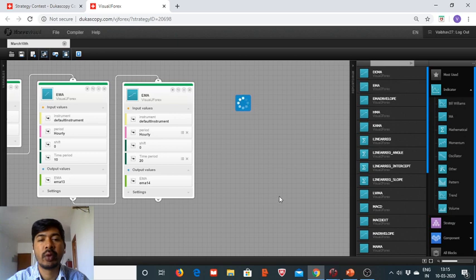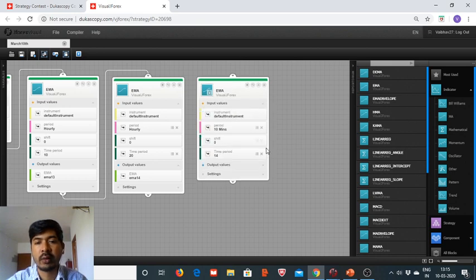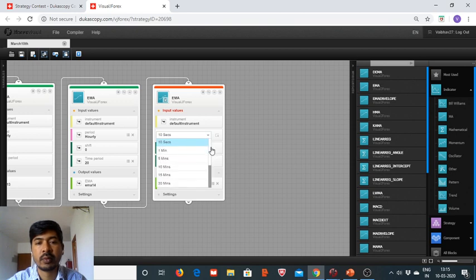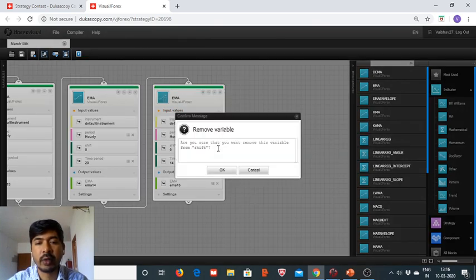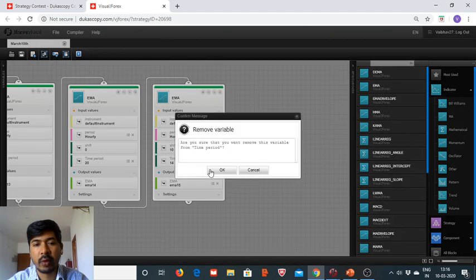We bring in another 2 EMA blocks this time around for shift 10. Default instrument, 10 minutes, hourly, and here we will employ the shift 10. That means 10 candles, 10 hours back. Time period is going to be of 10 minutes.